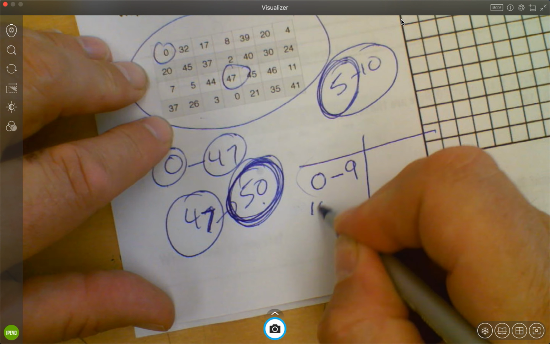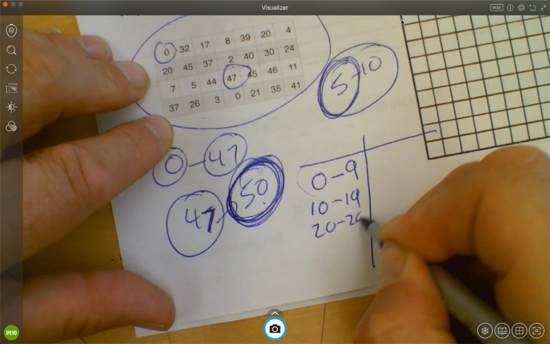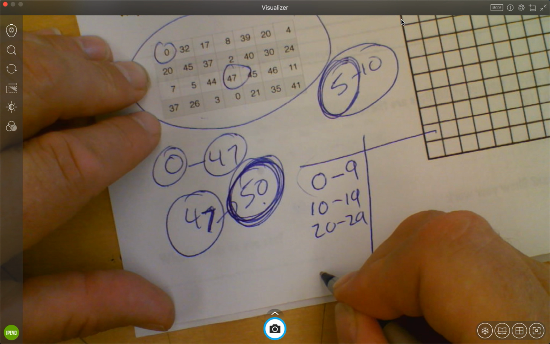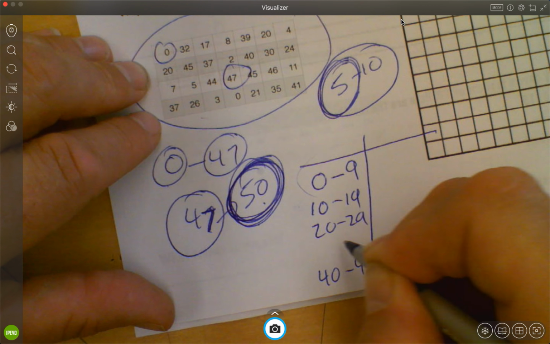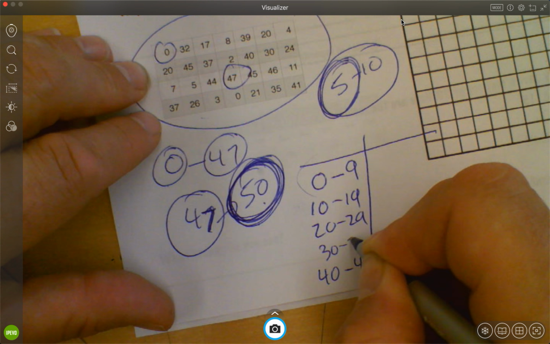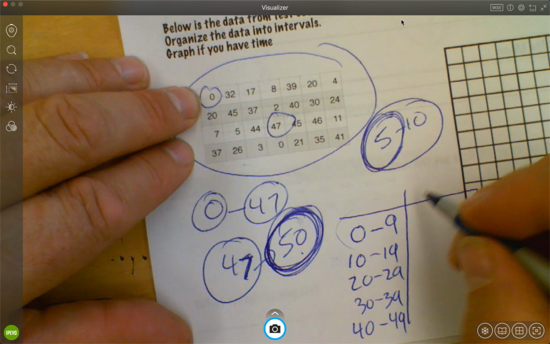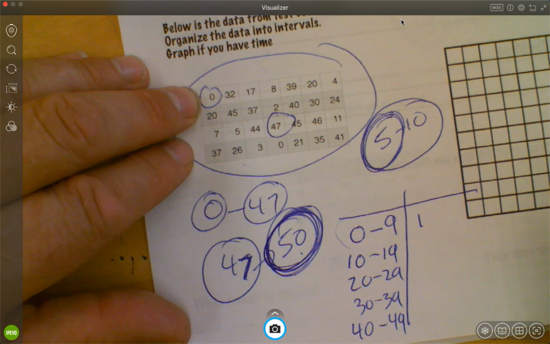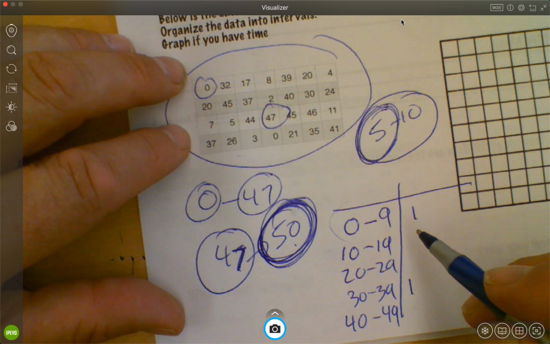Then I do 10 to 19 and 20 to 29, and so on, till I get to 40 to 49. And I've got 30 to 39. So now, if I have a 0, that would be a tally of 1 here. 32 would go down here, and so on. That would give me my tally marks for the different intervals.